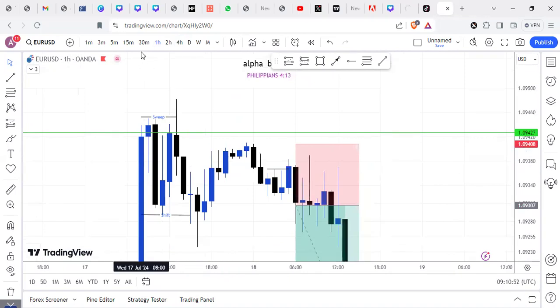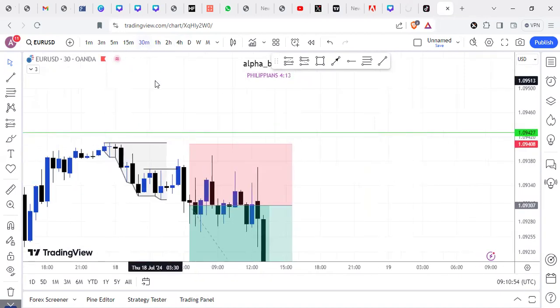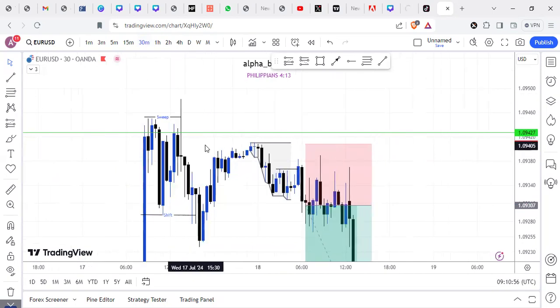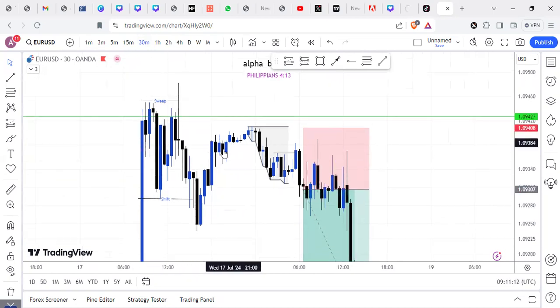All right, let's see if we can see another block on the 30 minutes. Not really, but this is an area of supply. This is the strong sell that broke structure to the downside, that changed character to the downside right here. So this ideally is where I was supposed to have taken my entry, but I didn't because this was close to the Asian session. I was not even on the chart.